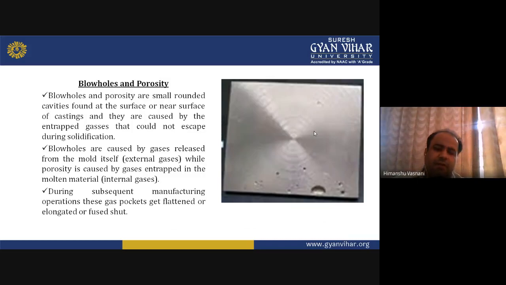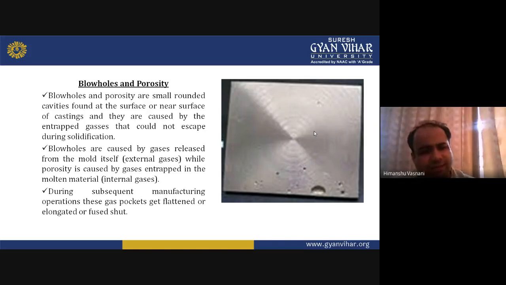Okay. Now blowholes and porosity. Blowholes and porosity are small rounded cavities found at the surface or near the surface of casting, and they are caused by entrapped gas that could not escape during solidification.